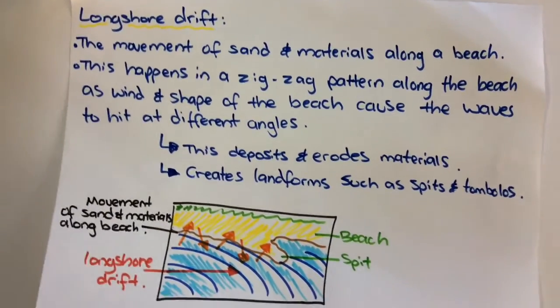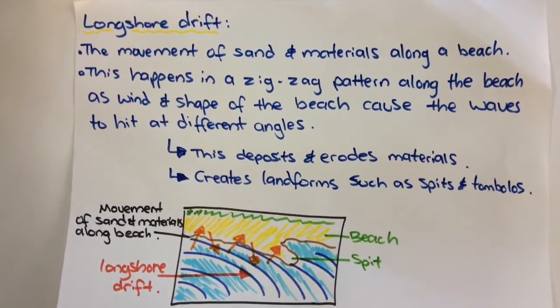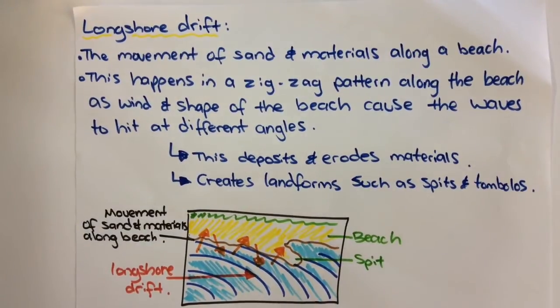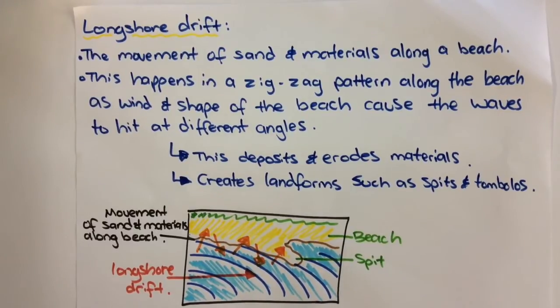There's one process that we're going to talk about right now called longshore drift. That's all about depositing and the movement of water on a beach. So longshore drift can be defined as the movement of sand and materials along a beach. This happens in a zigzag pattern. Okay, this is what I've got here.